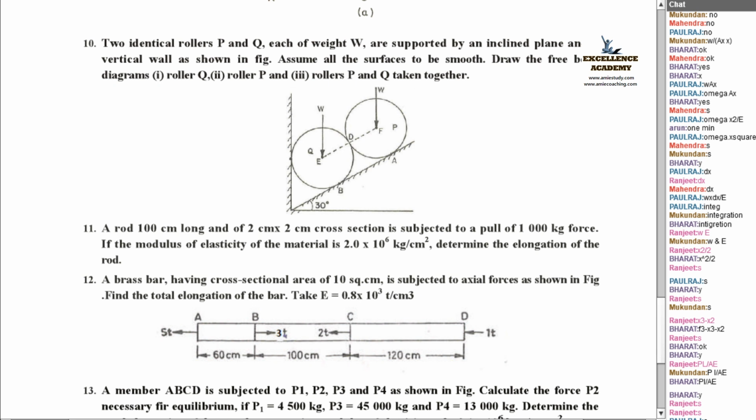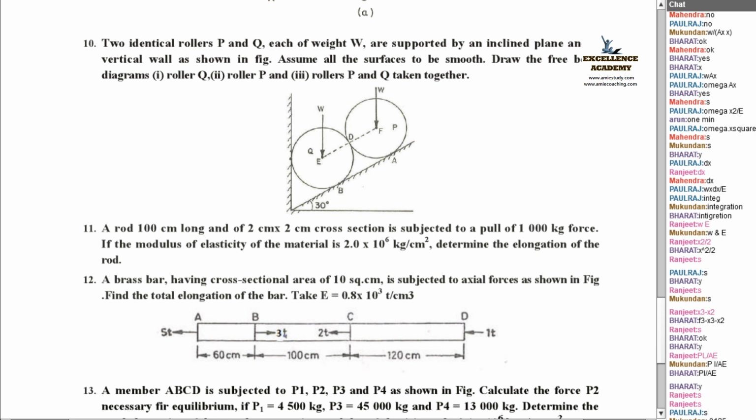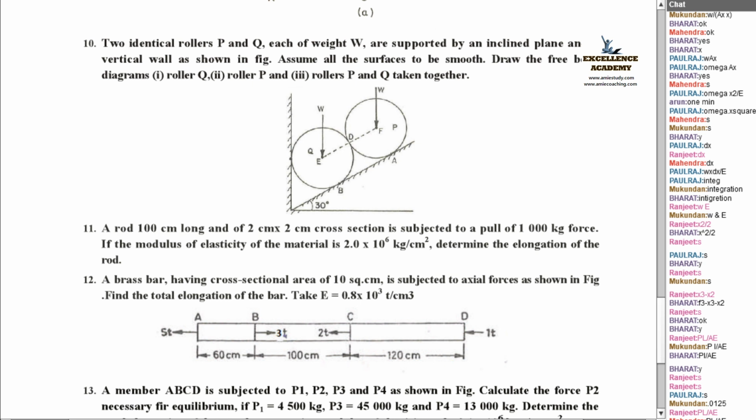Can you find out without my help? I shall give you 2 minutes. Which equation are you going to use? Oh, you already found the answer. Mukundan is giving me PL by AE. Yes, you are right. PL by AE is the right equation.